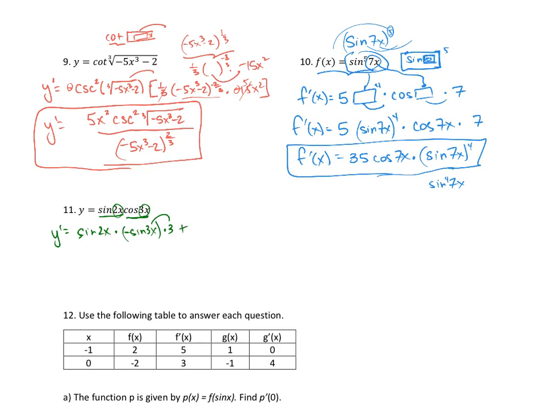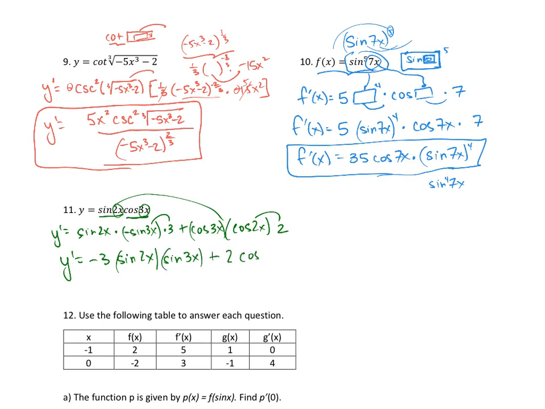Then plus the second, which is the cosine of 3x, times the derivative of the first. Well, derivative of sine is going to be cosine 2x times the derivative of that, which is that 2. So let's just rewrite this a little bit, and we'll get negative 3 sine 2x sine 3x plus 2 cosine 2x cosine 3x.